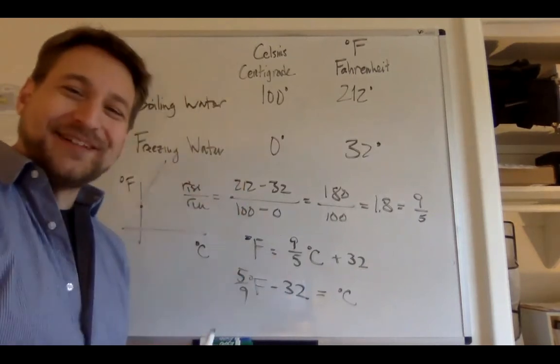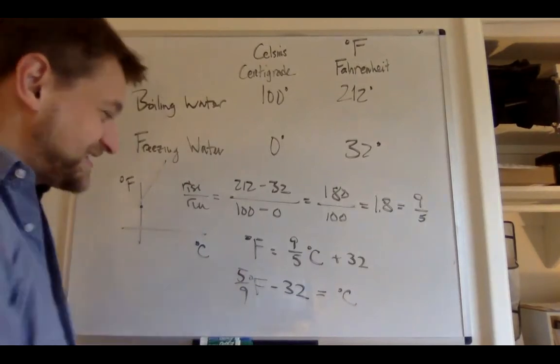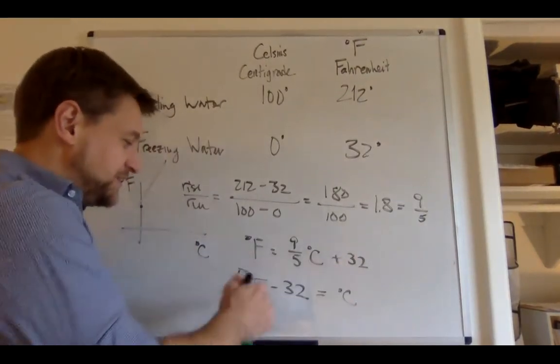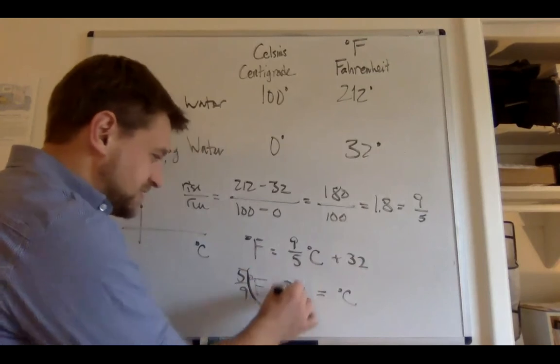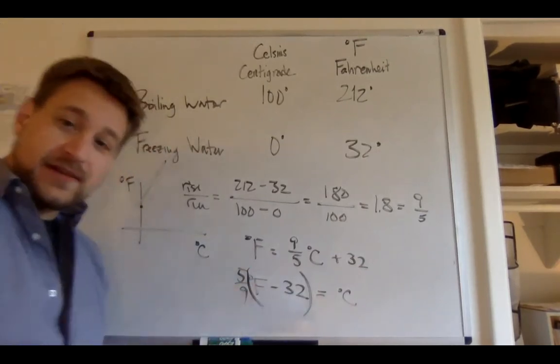This trick works a lot better in person. And the answer is no, this isn't right. We subtract 32, and then we have to divide both sides of the equation. So we're going to multiply the whole thing by 5 ninths.